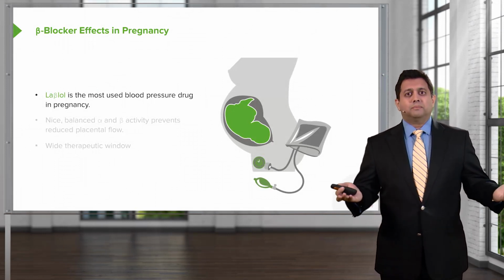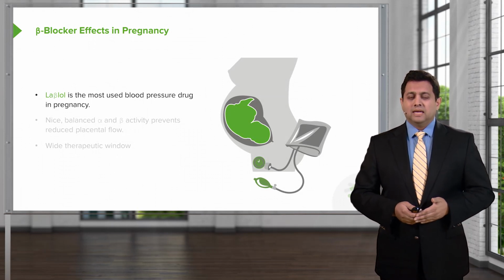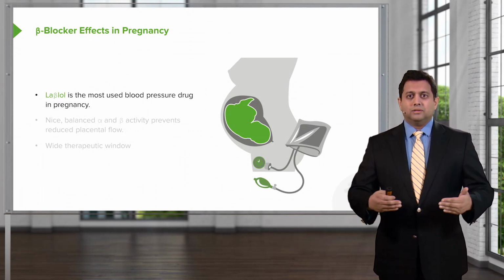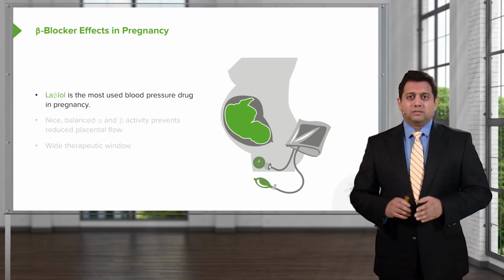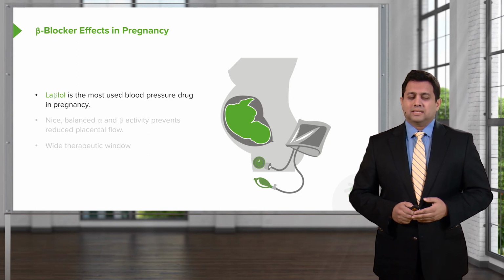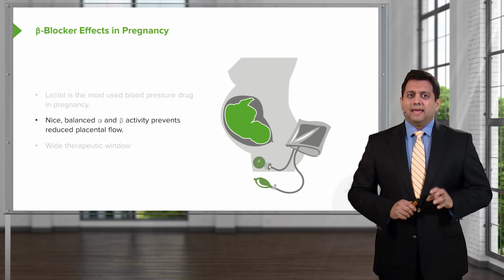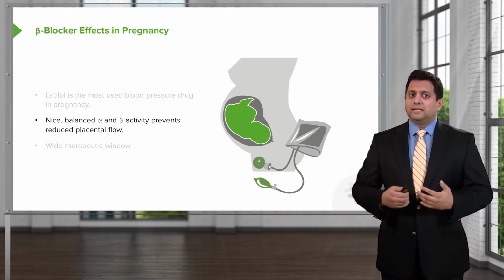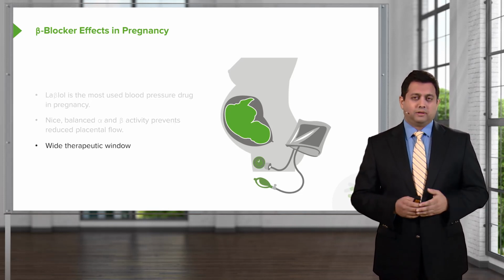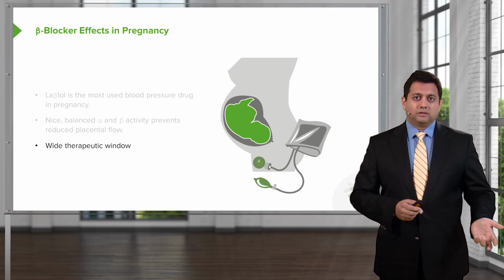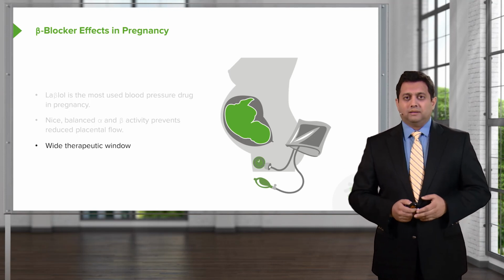What about beta blockers in pregnancy? So labetalol is the most used blood pressure drug in pregnancy. We have over 1 million woman years of experience using labetalol as blood pressure control. I use it all the time in my pregnant hypertensive patients. It's a beautiful drug. It's nice, it's balanced, it's got both alpha and beta activity. And the nice thing about that is that it prevents reduced placental flow. It has a huge, wide therapeutic window. So we can go anywhere from 100 milligrams a day to 2,400 milligrams a day, and people have tolerated it based on their dose.